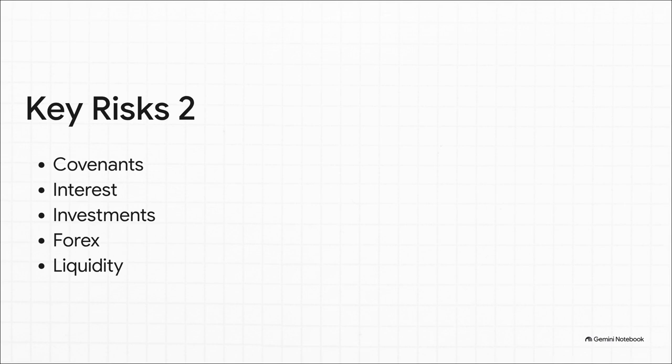Let's talk about covenant noncompliance for a moment, because it's a huge deal. Imagine a company borrows $10 million, and the bank sets a covenant stating the company's debt-to-equity ratio cannot exceed a certain limit. If the Treasury mismanages funds and breaches that ratio, the bank could legally call in the entire loan immediately. That could bankrupt the business overnight.